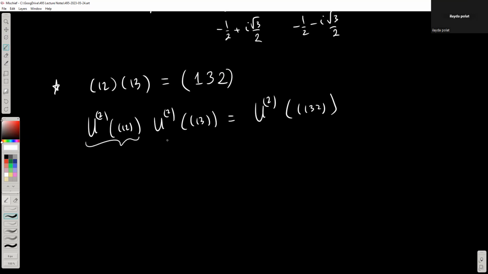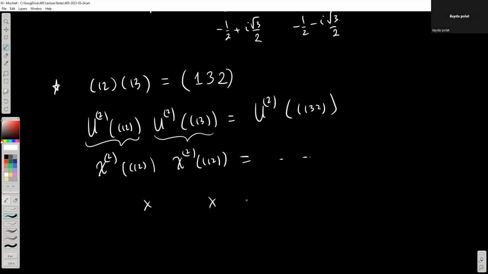But these are numbers which are also equal to the characters. They are actually the same thing as the characters in here, because that's a one-dimensional representation, and the character is actually the trace. Since this is a 1 by 1 matrix, the trace is equal to that entry in there. So that's also a character in here. Let's not repeat the argument.